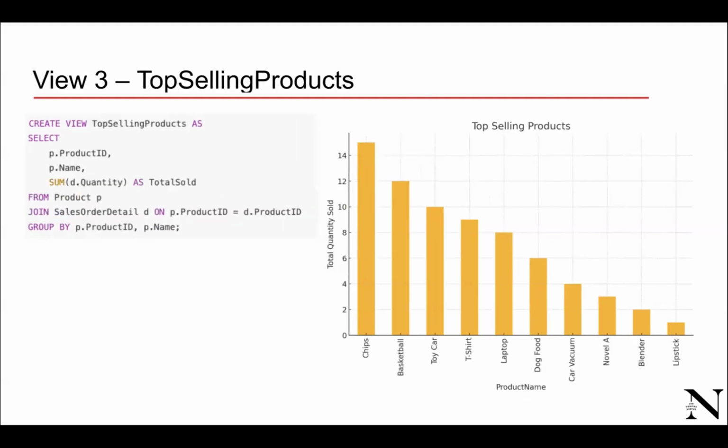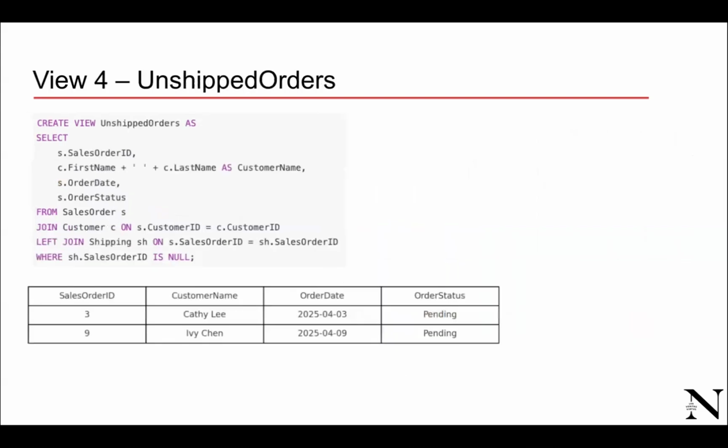View 3: this view identifies the best-selling product based on total quantity sold. It's pretty helpful for the marketing team, allowing them to promote high-demand items or analyze seasonal trends to better prepare inventory. View 4: this view lists all sales orders that have not been shipped yet.